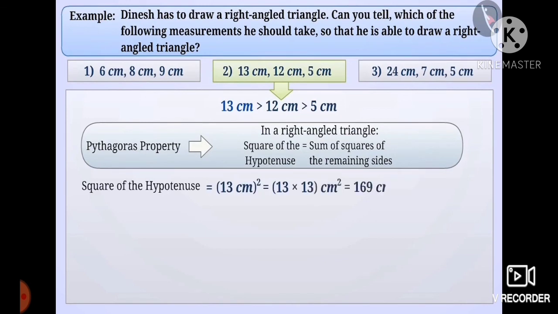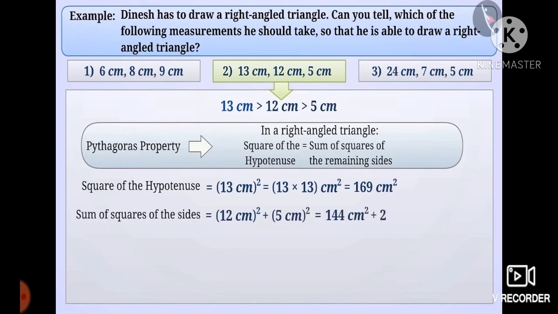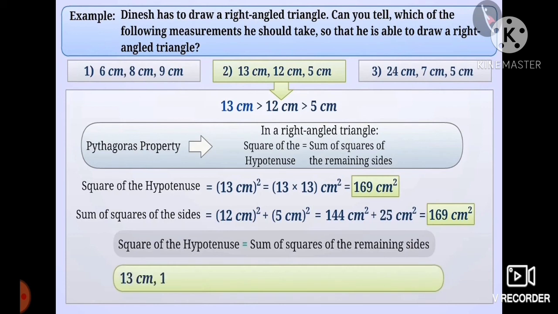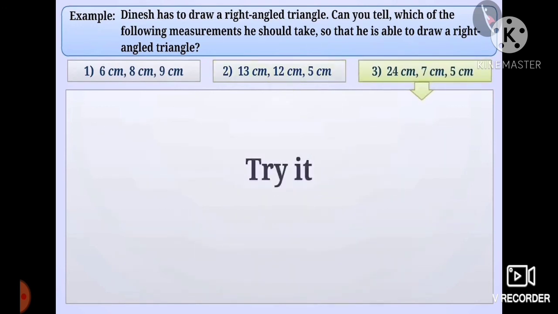So 13 square is 13 into 13, 169. Next, take the sum of squares of the other sides, 12 centimeters and 5 centimeters. 12 into 12 is 144 and 5 into 5 is 25. 144 plus 25 is equal to 169 centimeter square. Exactly. Now the square of the hypotenuse is equal to the sum of the squares of the remaining sides, which are the exact lengths to draw the right angle triangle. That is it.